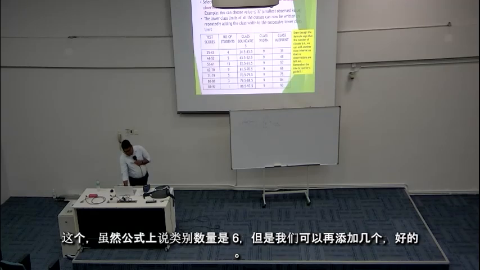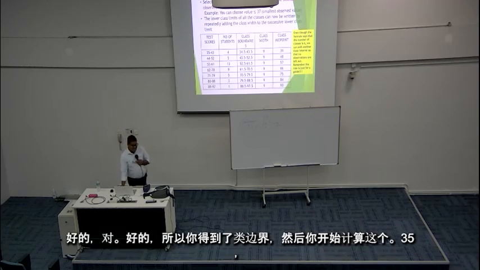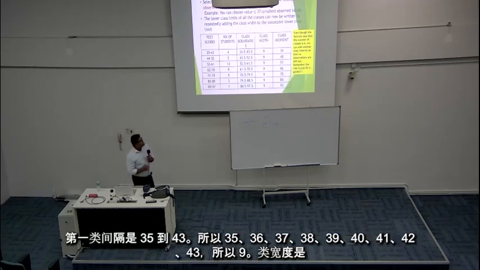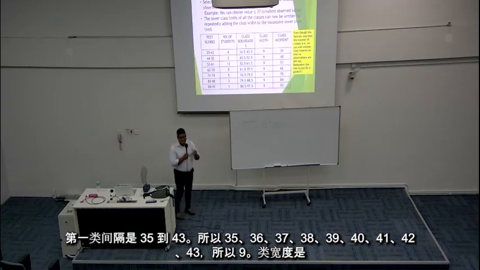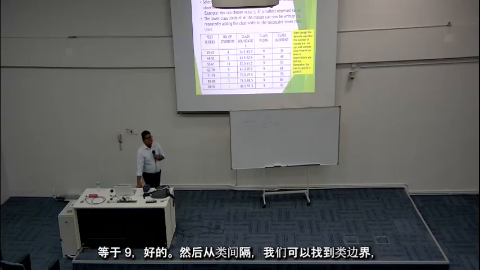Because even though the formula says the number of classes is 6, we can add a few more. We can add 1 or minus 1, so maybe it can be 7, maybe it can be 5. So you get the class boundary, and then you start counting from 35. The first class interval is 35 until 43, so 35, 36, 37, 38, 39, 40, 41, 42, 43. So 9. The class width is equal to 9.